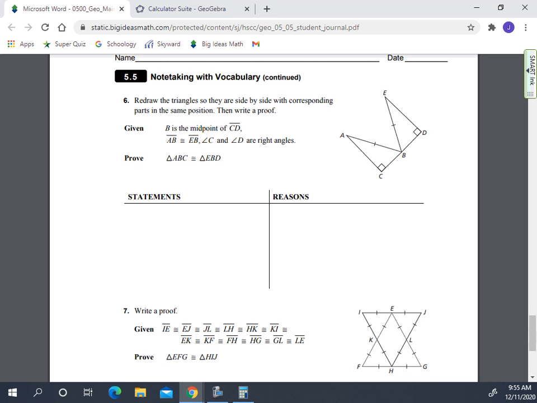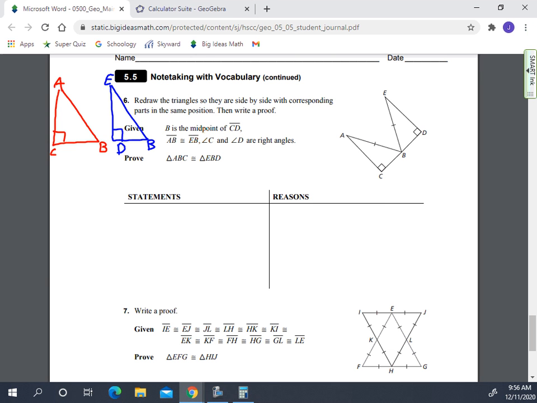Lastly, we have a few proofs. It says redraw the triangles so they are side by side with corresponding parts in the same position. Okay. I'm going to do this over here on the side. We have A, C, B. So C, B, A. And then E, D, B. So E, D, B.